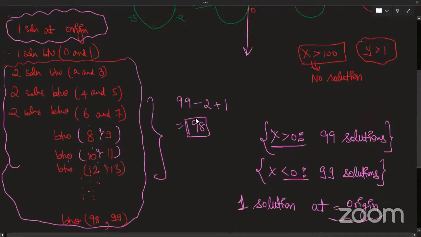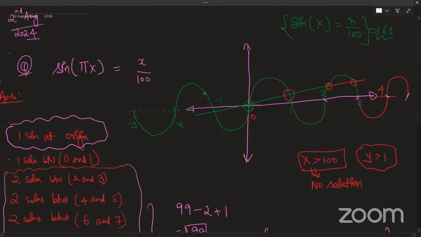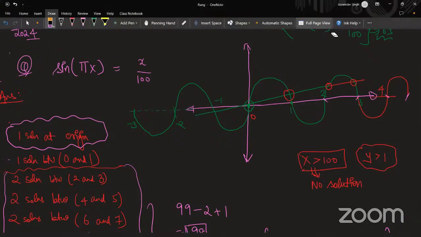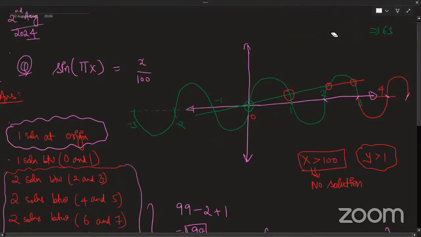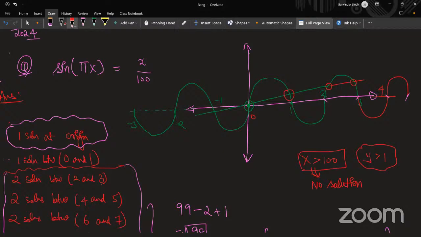I guess someone had told me 63 solutions. I guess you were solving for this. If you solve something like that, you will get somewhere around 63 solutions, but it is sine of pi x. So my figure has been reduced 5 times. So just make sure you were solving the correct question.